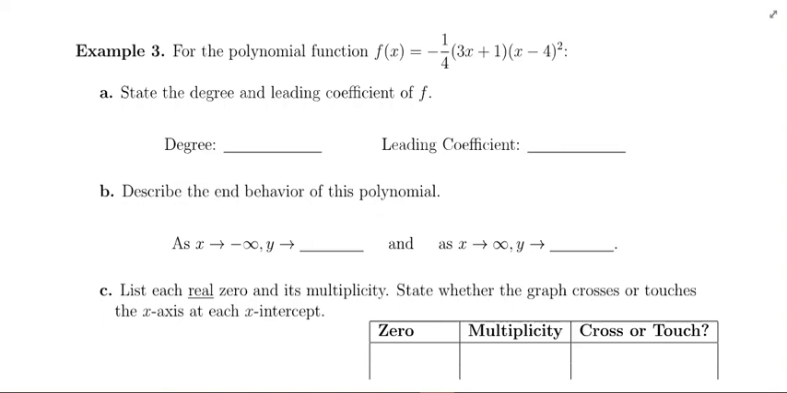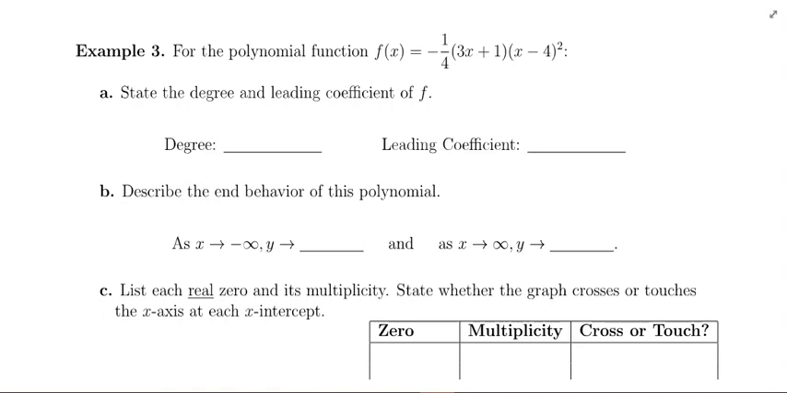So here we go. This will be our first full-fledged example of going through the process to come up with a rough sketch of a polynomial function of a higher degree. Example 3. For the polynomial function f of x is equal to negative 1/4 times the quantity 3x plus 1 times the quantity x minus 4 all squared.